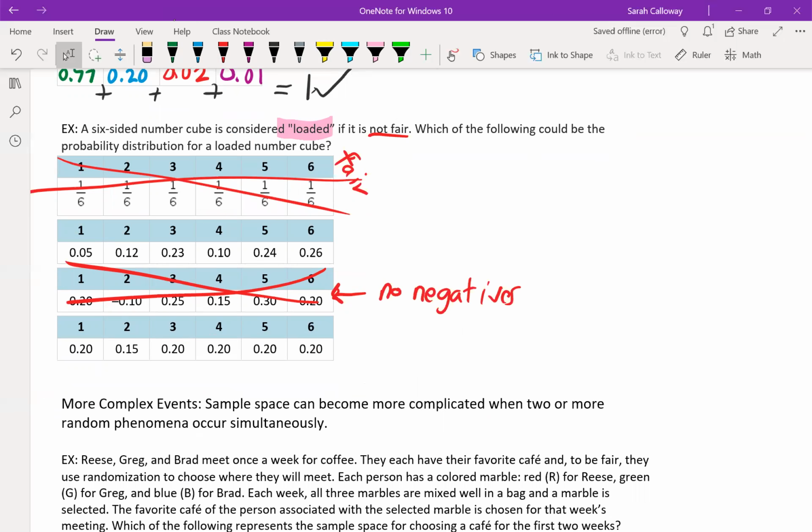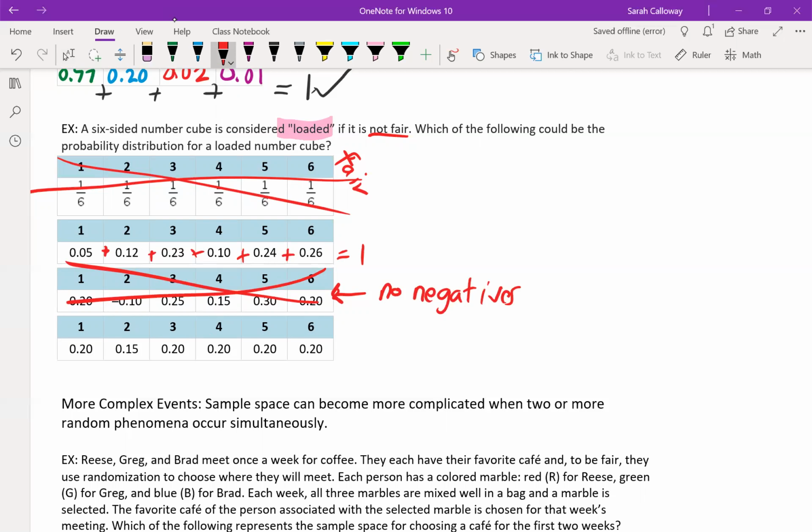So if I'm looking at the first one, if I add up 0.05 plus 0.12 plus 0.23 plus 0.1 plus 0.24 plus 0.26. If I add up all of these, I get 1. So it looks like that one's going to be the answer, but let's just check the last one to make sure.